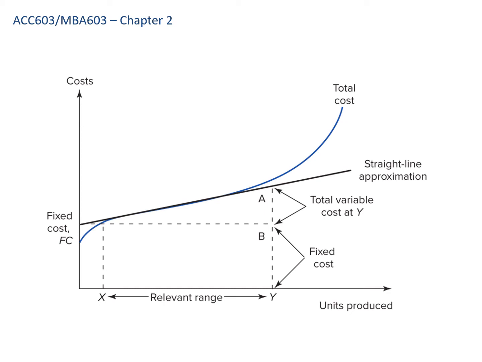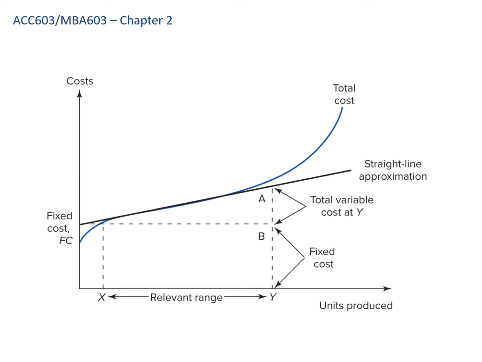So I can use something like this to say, well, what if my units produced are X? What is the total cost there? What if it's Y? That's going to be a higher amount. So this graph is a little bit more sophisticated than some in that it shows the total cost line not necessarily being a straight line.